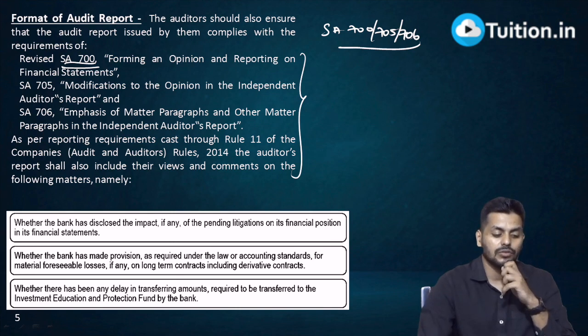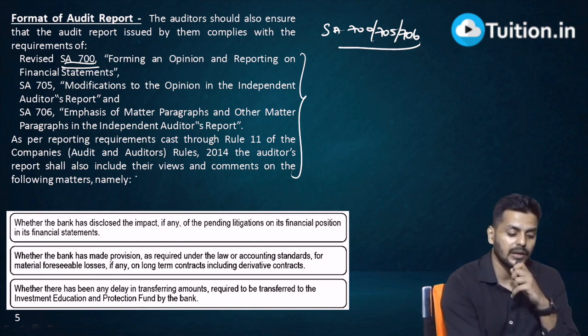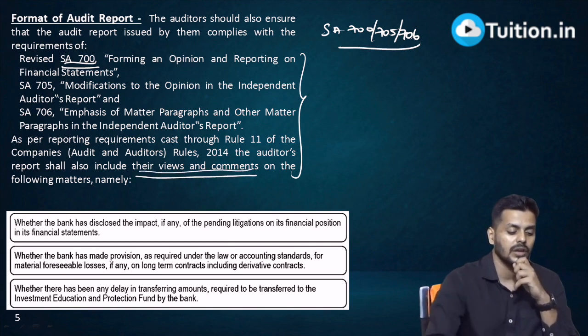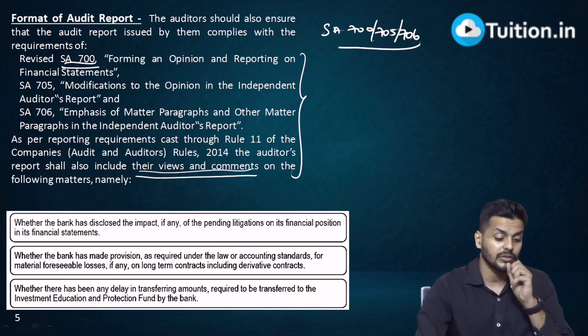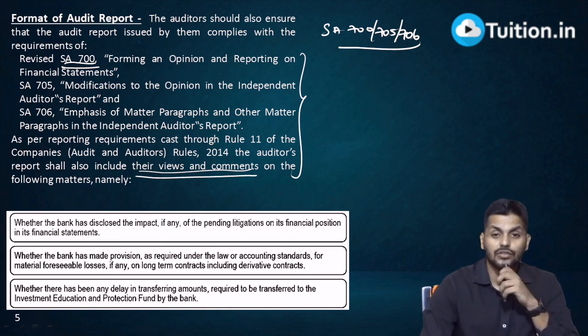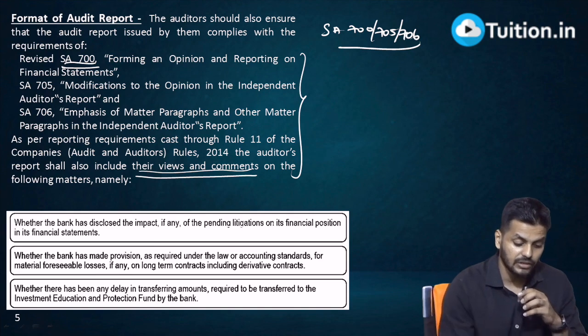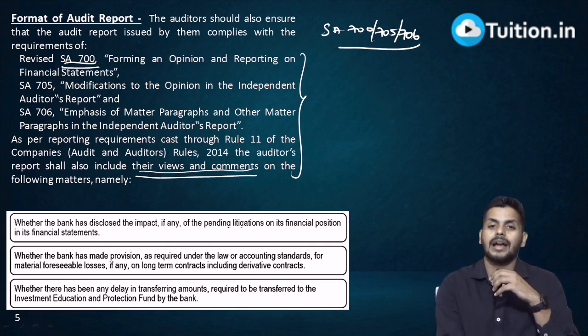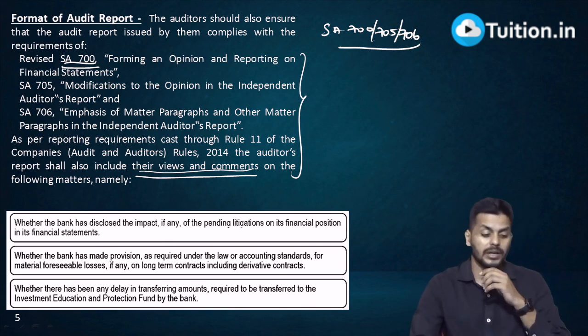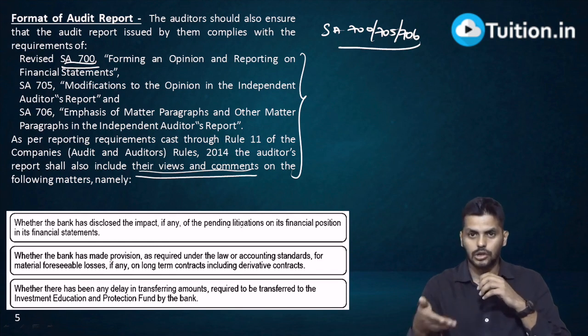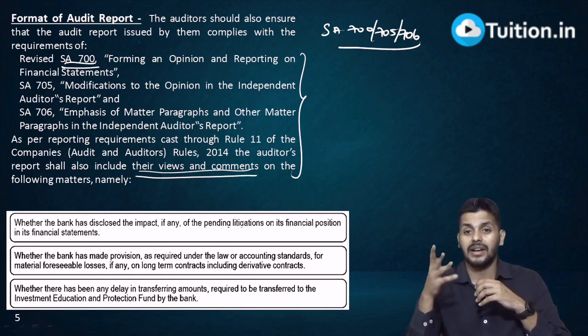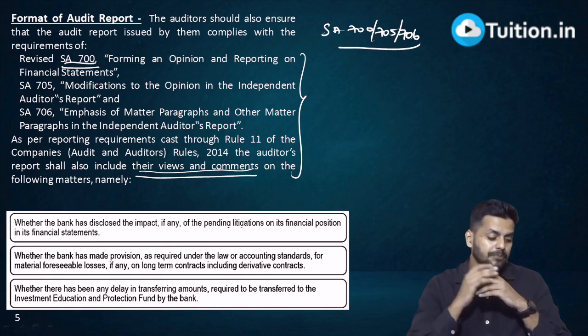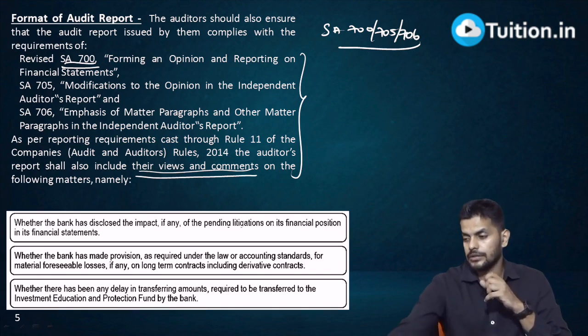The auditor should ensure that audit report issued by them complies with the requirements of standard number 700, 705 and 706. And as per the requirements cast through Rule 11 of the Companies (Audit and Auditors) Rules 2014, the auditor's report shall also include their views and comments on the following matters. Like 3 matters are there exclusively prescribed. What are those? That whether the bank has disclosed the impact of any pending litigations, material foreseeable losses with respect to any derivative contracts, and whether there are any delays in transfers to IEPF. And also there is point number 4 added up, whether they have dealt with any specified banknote. But this being a bank, I think if you're reporting on these 3 points, it's good to go.